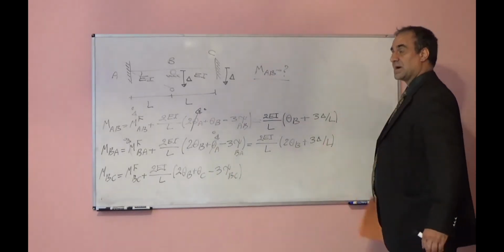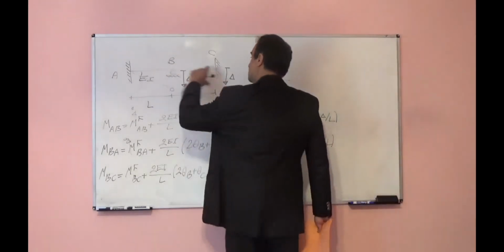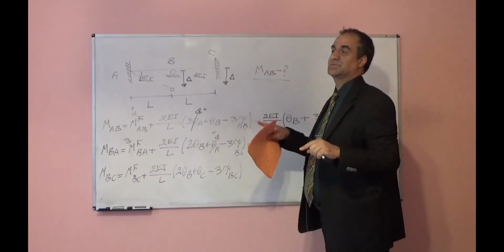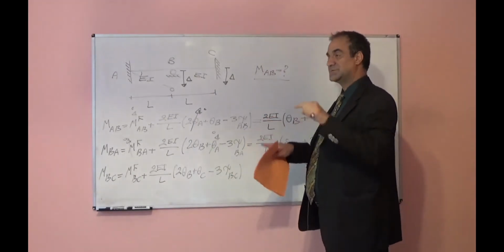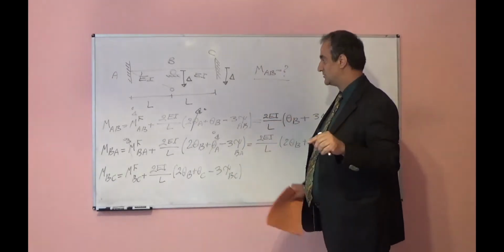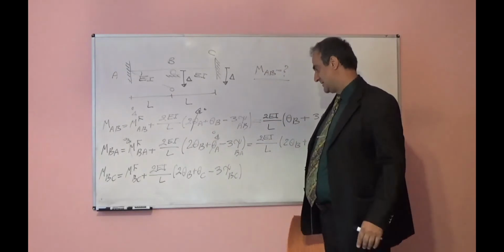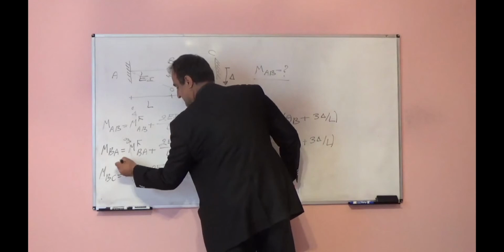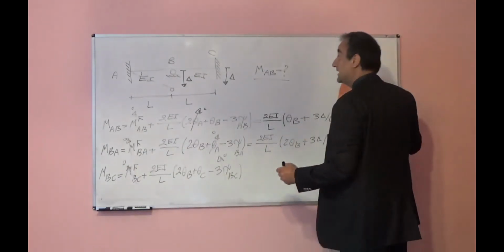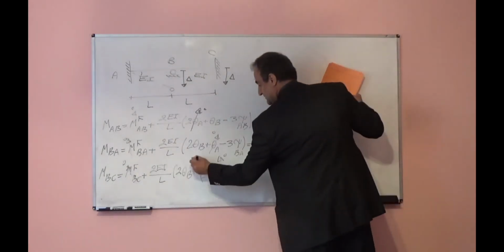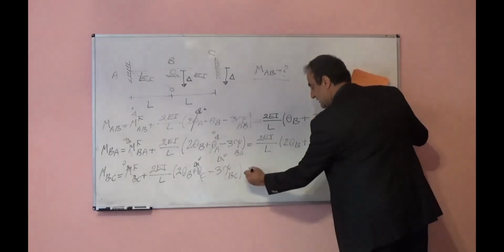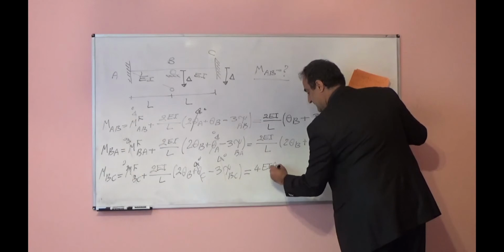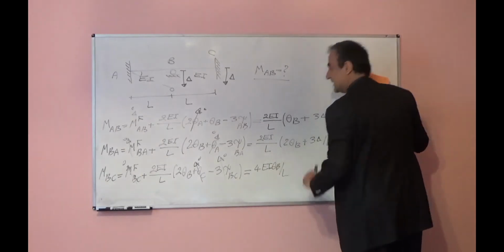Because both support settlements are equal, there is no lateral deflection of B with respect to C or C with respect to B. Both of them are at the same level. So this term is 0, this term is 0. I will have theta C equal to 0 because it is a fixed support. This will be 4EI theta B over L.